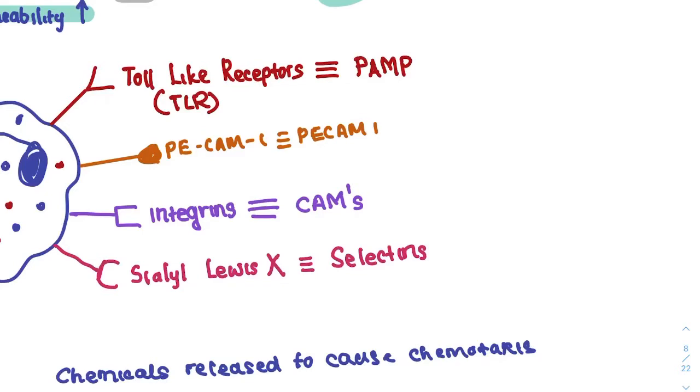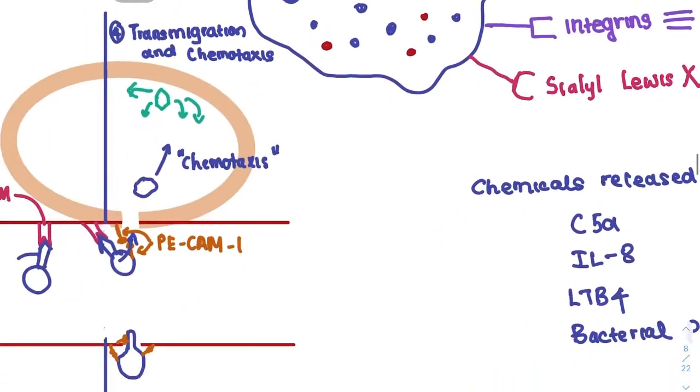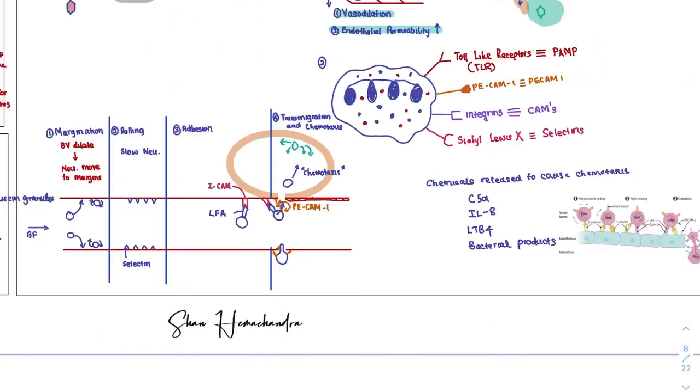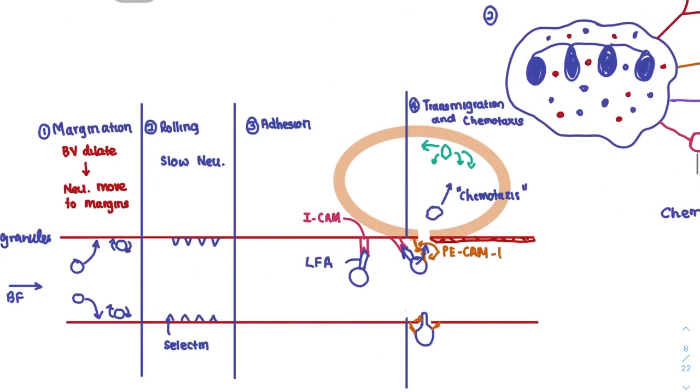Integrins will join with CAMs. Sialyl-Lewis X will kind of get attracted. It's not going to be a physical hold with selectin molecules. Now let me explain the process of neutrophil migration. So next we are going to talk about neutrophil migration to the site of infection.